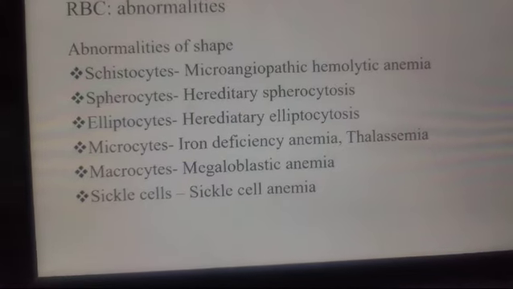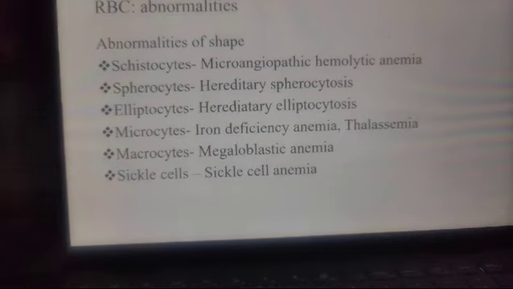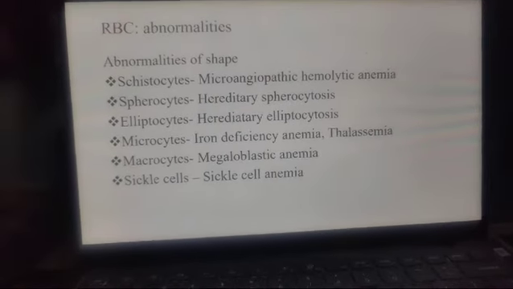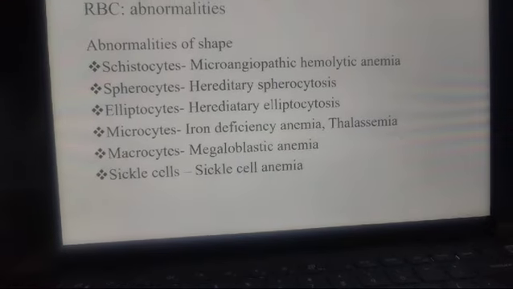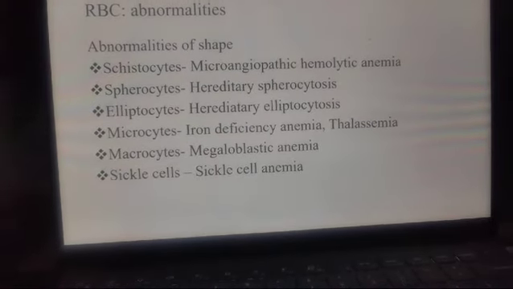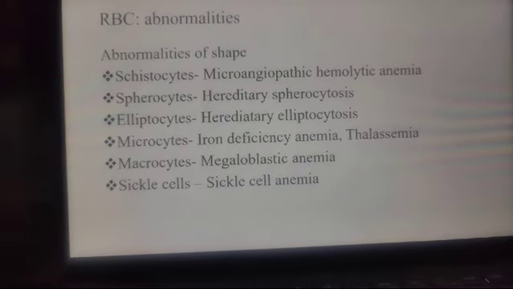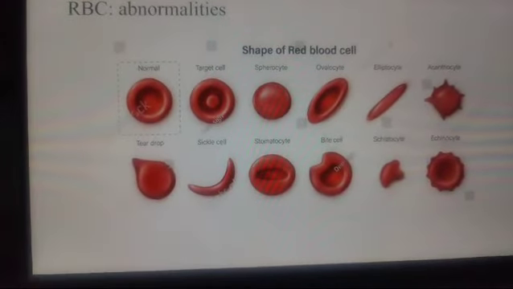Abnormalities of shape: schistocytes, seen in hemolytic anemias; spherocytes, the shape of a sphere, hereditary spherocytosis; elliptocyte, hereditary elliptocytosis; microcytes in iron deficiency anemia and thalassemia; macrocytes, megaloblastic anemia; sickle cells seen in sickle cell anemia. Diagrammatic representation of the same.